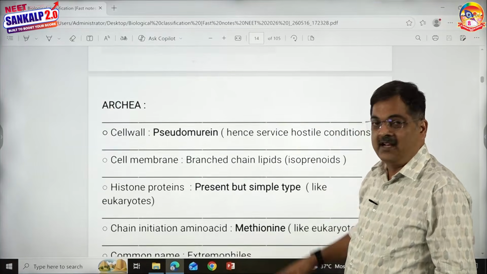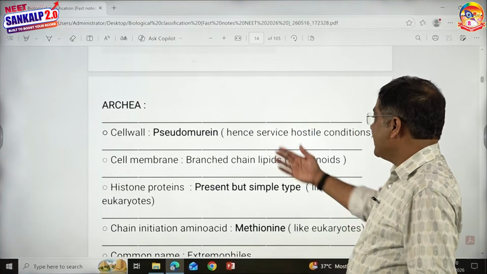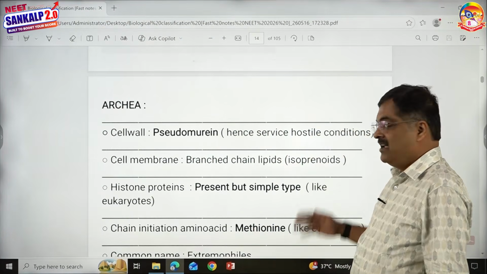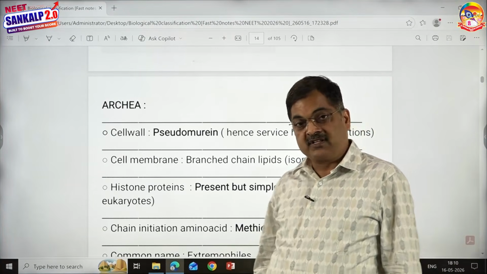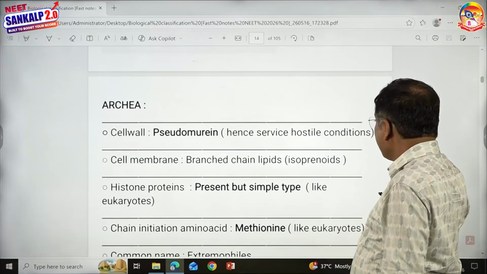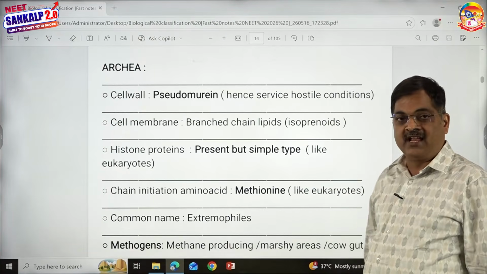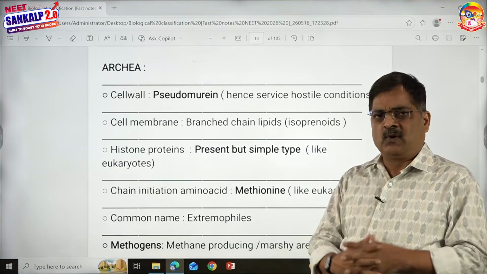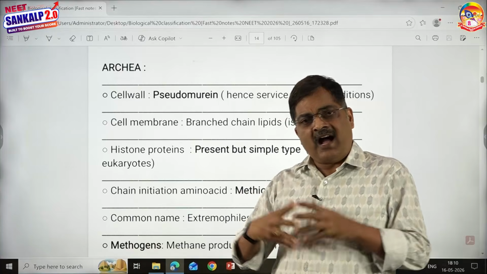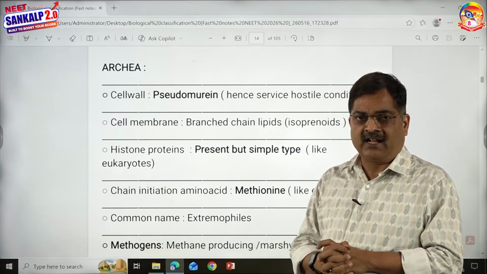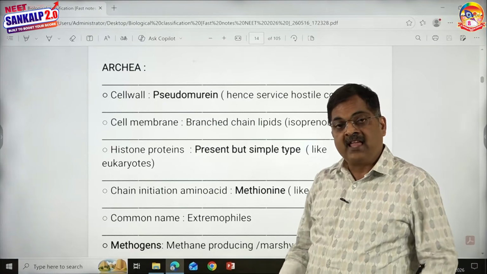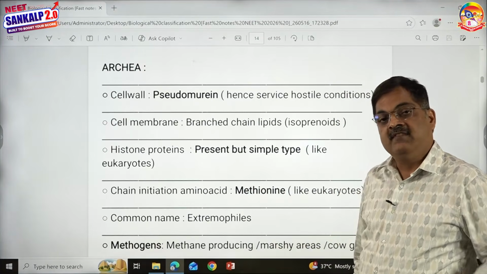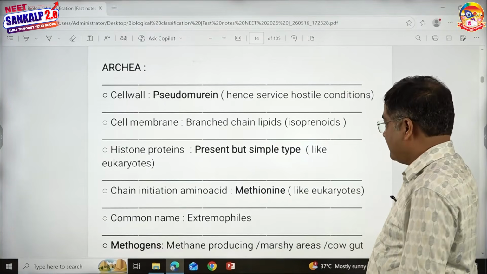This is a very, very popular question. Cell wall is made up of pseudomurein, hence they survive in very hostile conditions. This is one question which was asked maximum number of times in NEET. Therefore, the cell membrane also contains branched chain lipids. Even they are responsible in keeping the archaebacteria alive in hostile or extreme conditions. But preference should be given to the cell wall. In the absence of cell wall, you can say even the plasma membrane is also responsible for that.